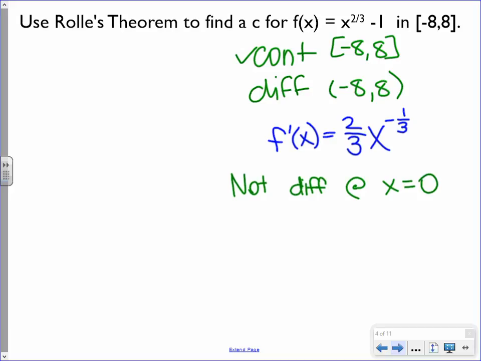So then you're done. Correct. If it's not continuous, if it's not differentiable, can't do it. It's not guaranteed that way.